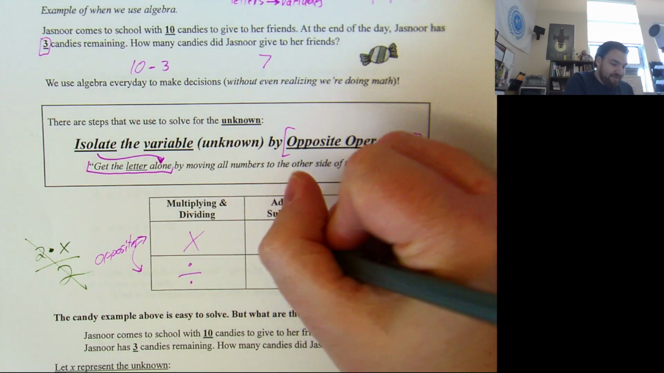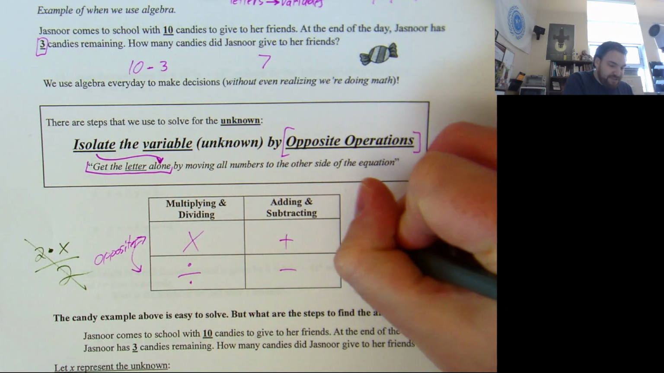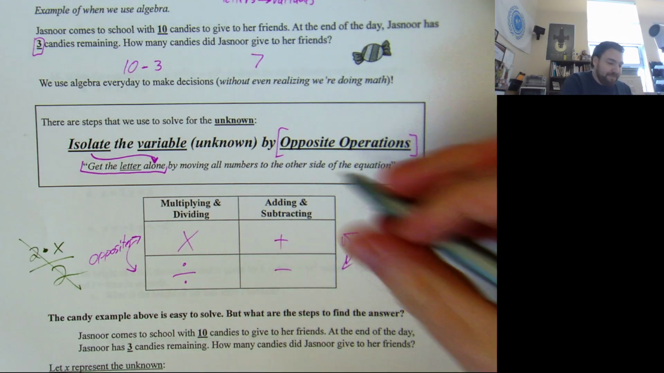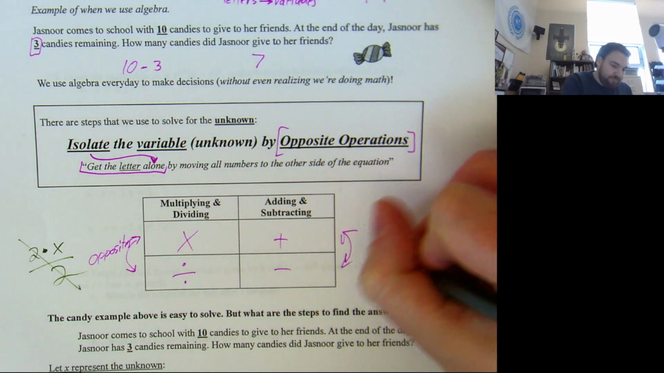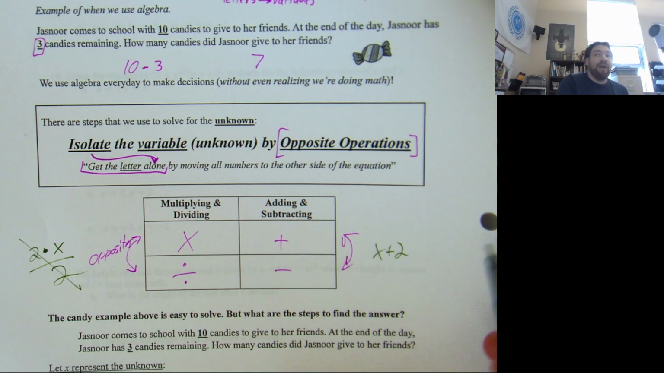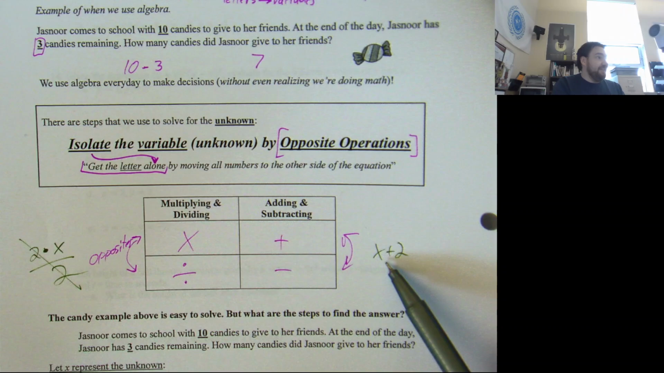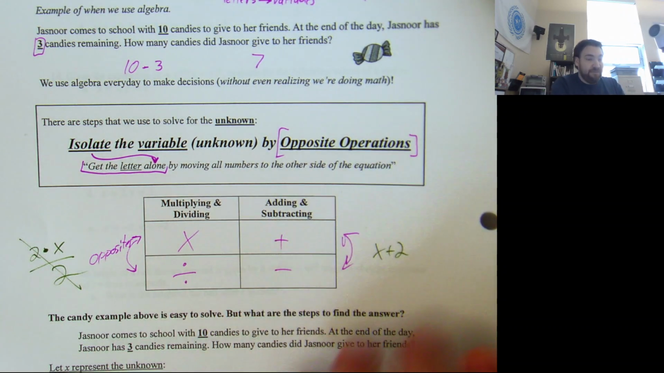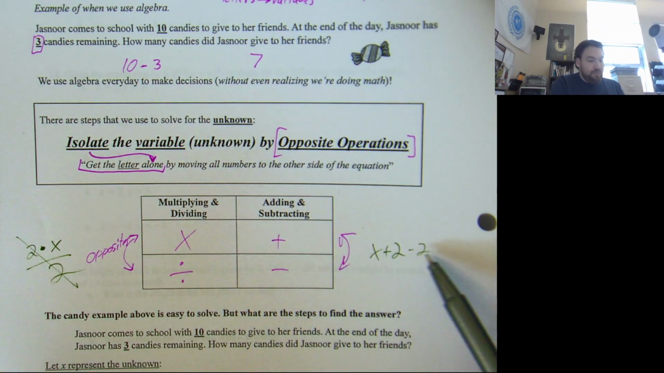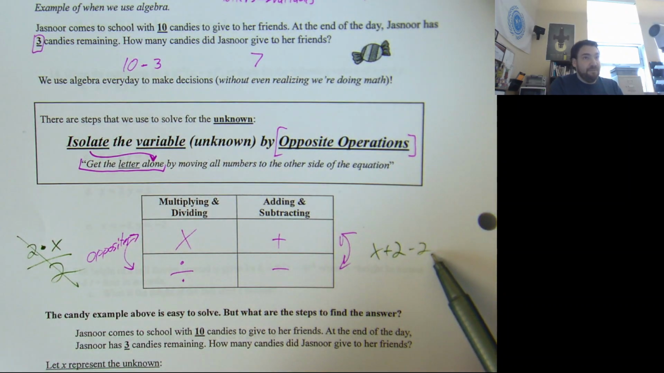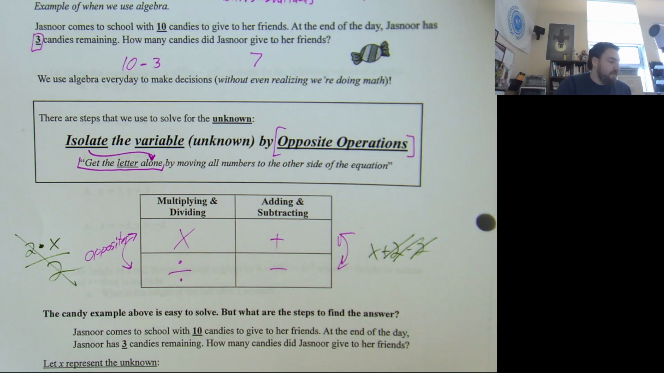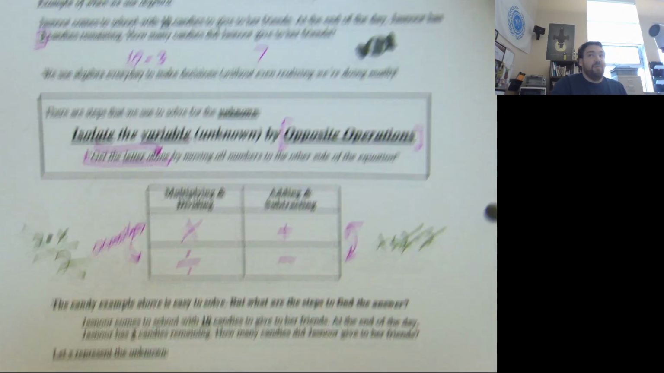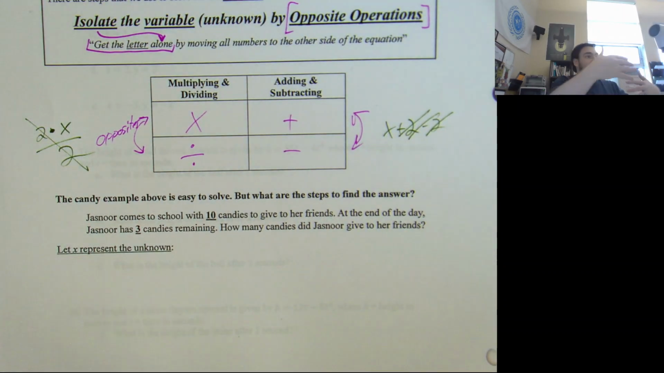When you're adding and subtracting, these are opposites too. So if I had something like x plus 2, and I wanted to get rid of the 2, the opposite of adding is subtracting. So we're just going to subtract 2. Positive 2 minus 2, so they're gone. And this process is what we're going to do, and we're going to start to stack this process on top of itself. It's going to be great.